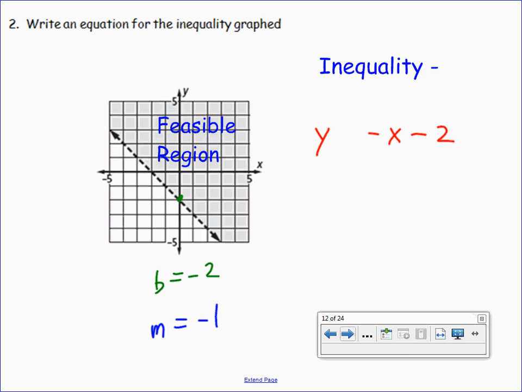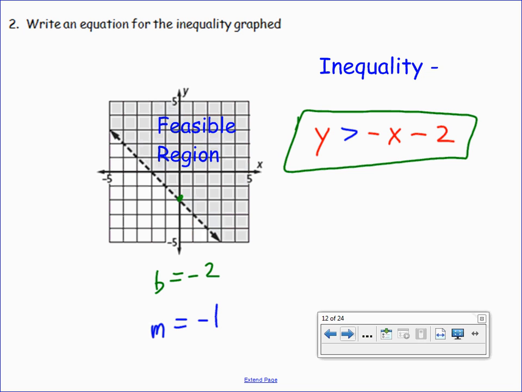Is my feasible region above or below the boundary line? Carson? Above. So should I have a greater than or a less than inequality symbol? Caroline? Greater than. Good. Is my boundary line solid or dashed? Caitlin? Dashed. So should I have a strictly or equal to? Jacob? Strictly. Strictly is right. So I've got a greater than because my feasible region was above my boundary line, and I've got a strictly because it's a dashed line.